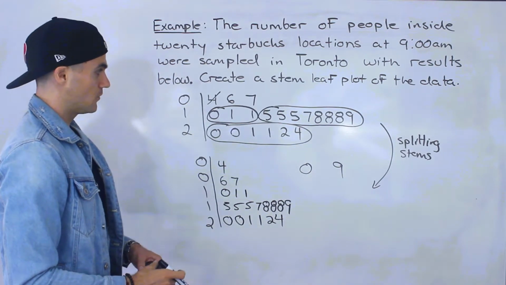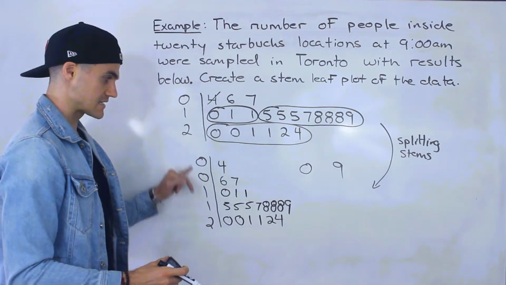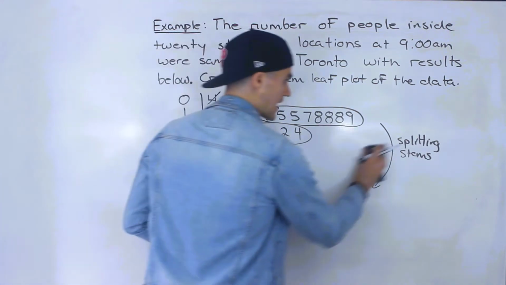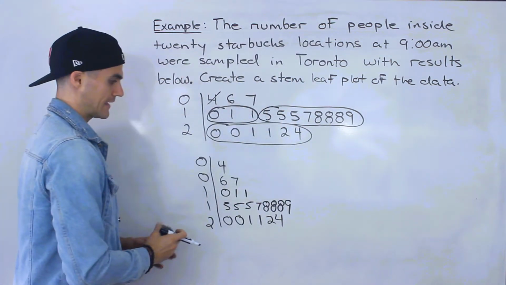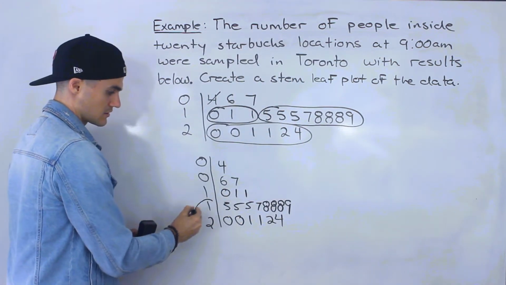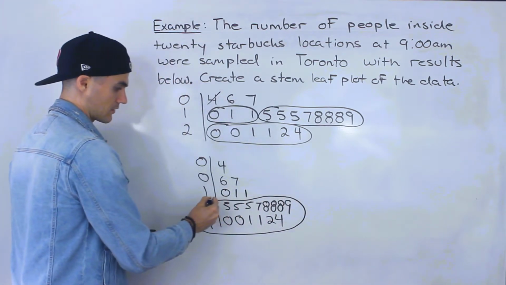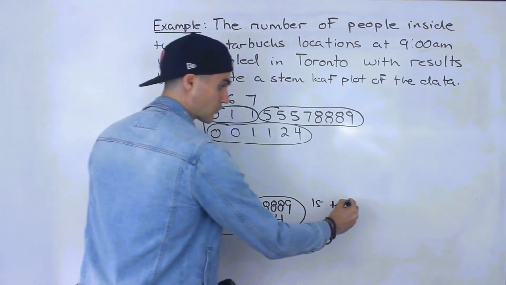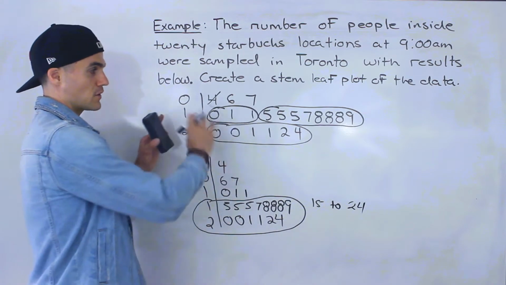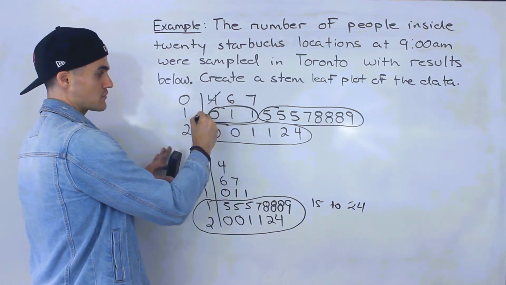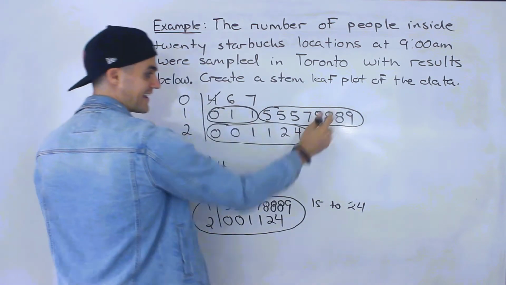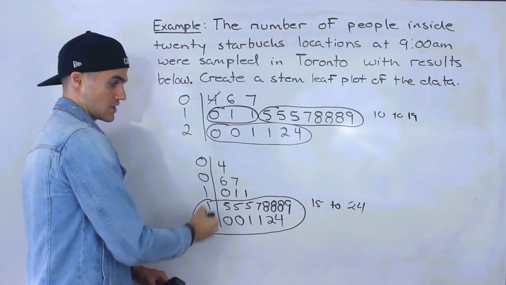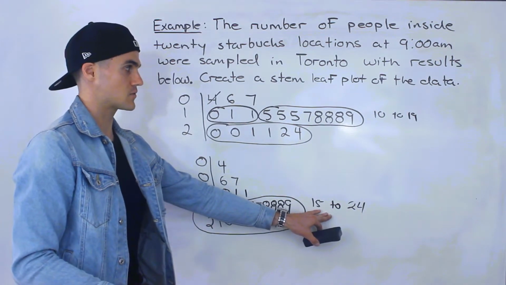And so notice now that this is giving us a lot more detail than this is. Because what this is telling us is that most of the observations are clustered between 15 to 24. Versus if we were looking at this, we would think that the observations are more clustered between 10 and 19. But really, if we look at this, most of the observations are clustered between 15 to 24.